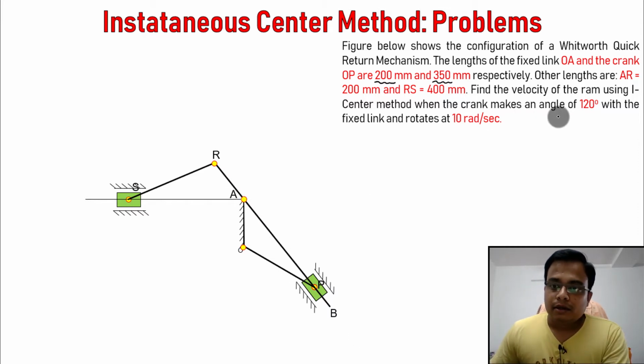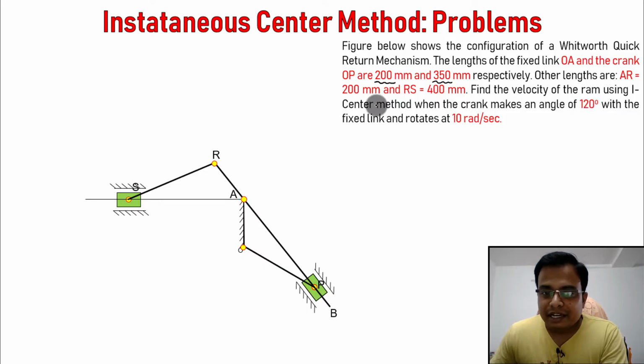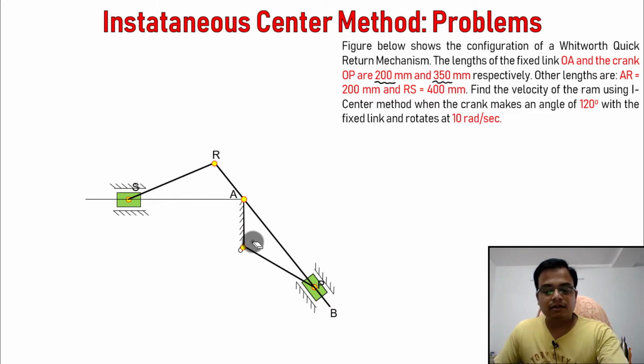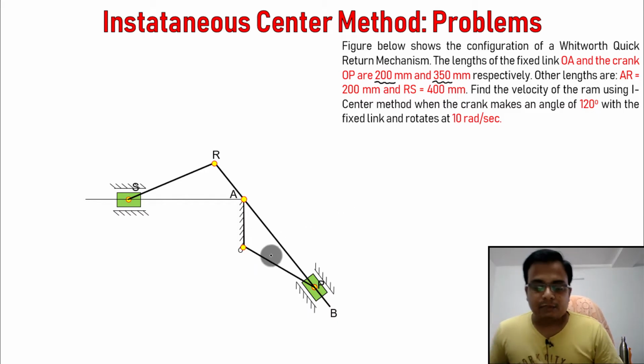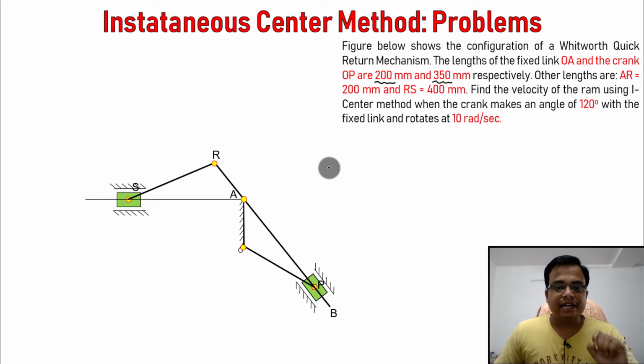Now the crank is making an angle of 120 degrees with the fixed link. This over here, OA, is the fixed link, and the crank, that is OP, is making an angle of 120 degrees. This has been given to us. Let me erase this right now. And this, by the way, is rotating with a speed of 10 radians per second.